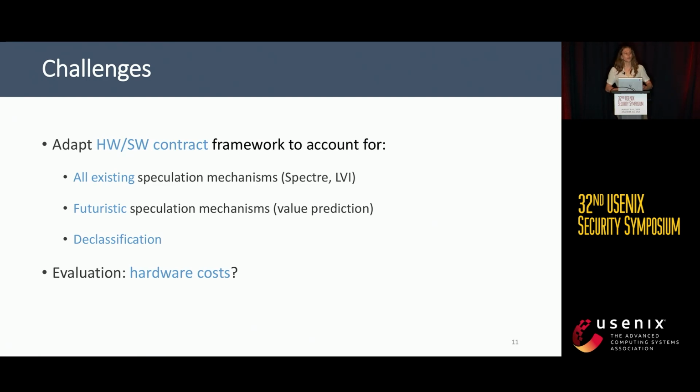We might also want to account for futuristic speculation mechanisms like value prediction and load value prediction. And we also need to adapt it for declassification. And finally, there is another challenge, which is that all the previous work I mentioned don't provide a synthesizable implementation, so they cannot evaluate hardware costs.